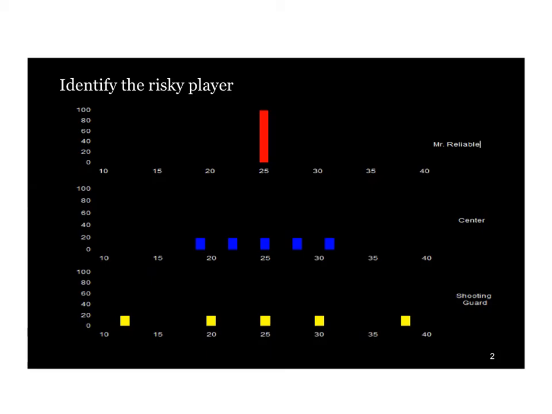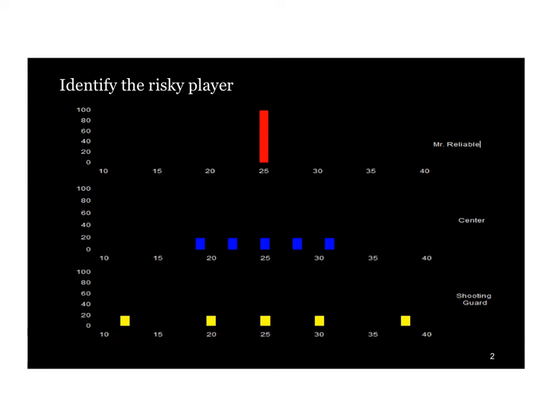Let us begin with a simple illustration of forecast and forecast error using a basketball example. So here we have three players, Mr. Reliable, center, and shooting guard, and we have their scores over the last 100 games. The distribution of their scores over the last 100 games is presented here. On the y-axis, as you can see, we have the number of games, and on the x-axis, we have the number of points scored.